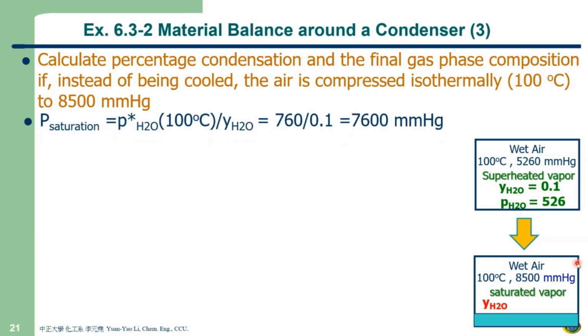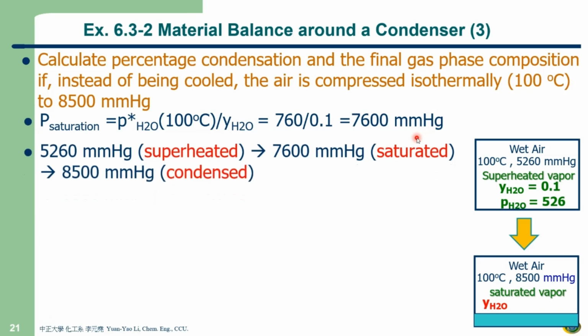So let's find out what the saturation pressure is as you increase the pressure. From 5,000 you reach 7,600, and the first drop of water will come out. That's one atm, right? That's for sure. Then you keep increasing the pressure from 7,600 to 8,500, so more and more water condenses, and you need to calculate the amount of this water.